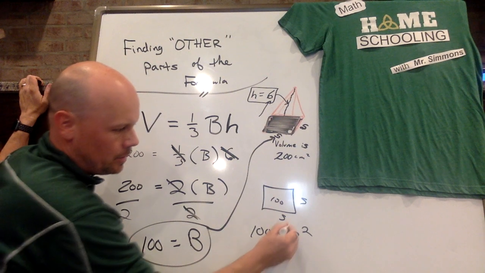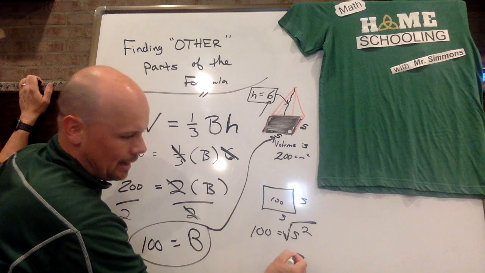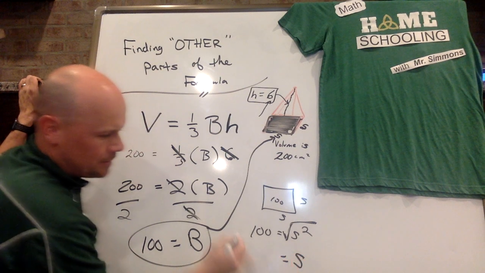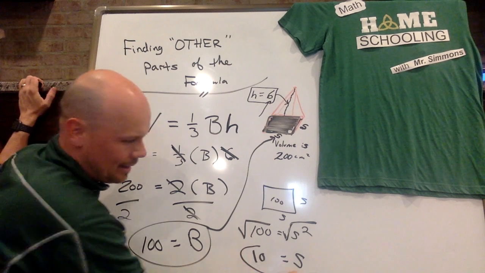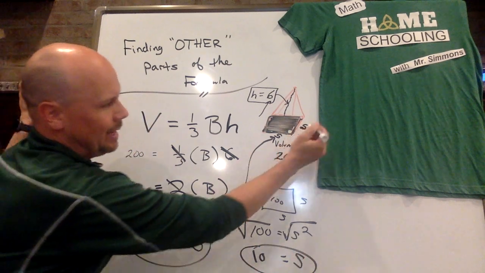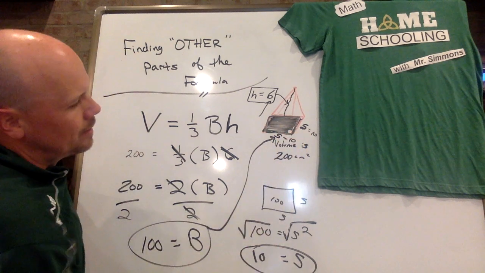Well, I can undo the s squared with the square root symbol, and I can get s equals, I can square root the 100, and the square root of 100 is 10, and that means that each side would have to be 10. So s equals 10. Okay?